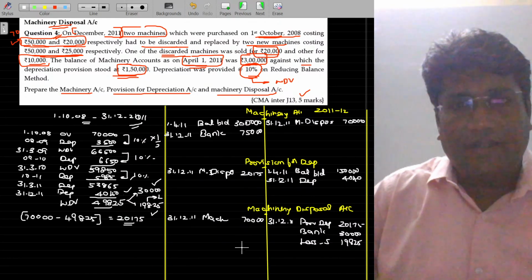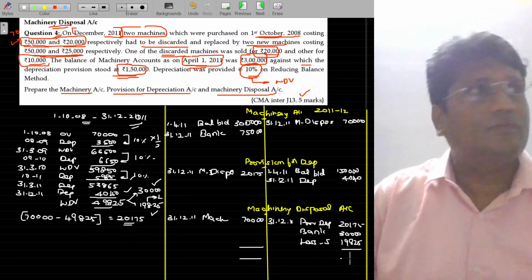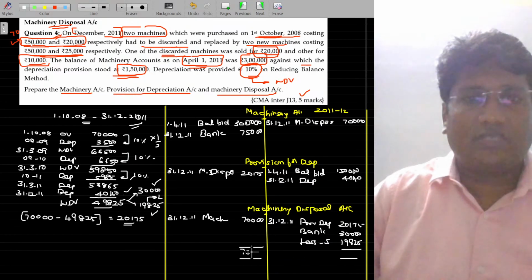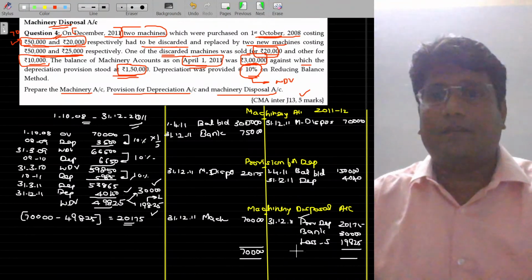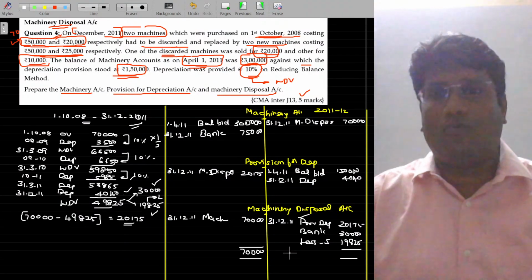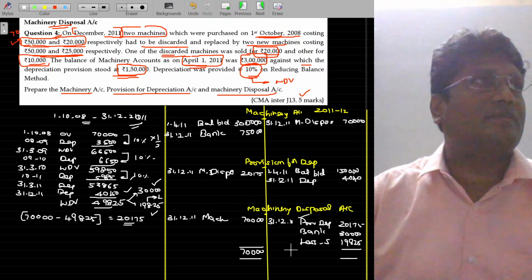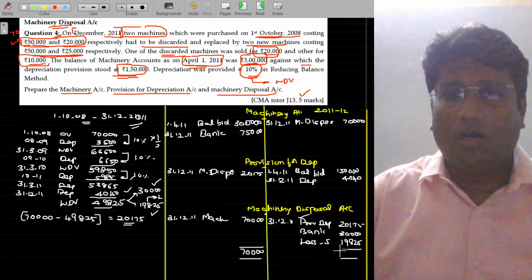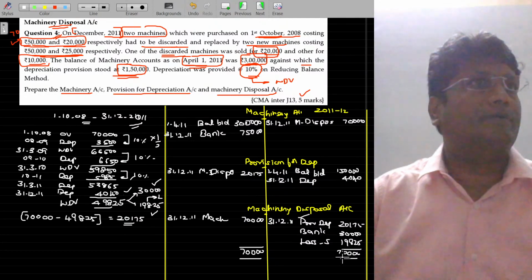Now, if I tally the machinery account, it will be automatically tallied. Verify this. Because 70,000 is the worth of the assets. As on the date of sale, we have created provision for depreciation to the extent of 20,175. Leaving that, amount collected is 30,000 and balance is named as loss. So, always the machinery account will be getting tallied.